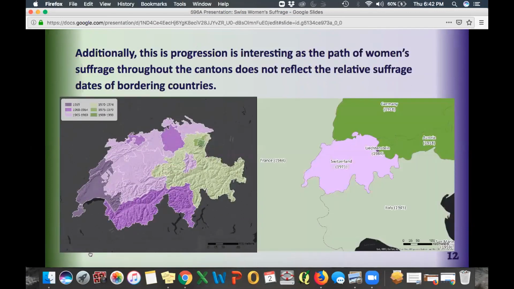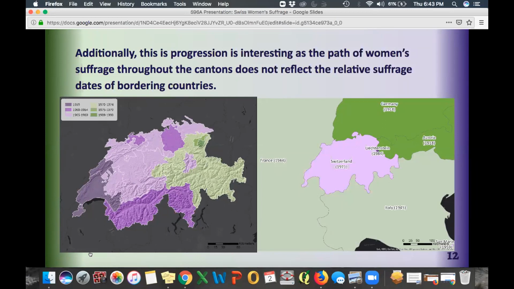Additionally, this preliminary analysis of the progression of women's suffrage throughout the country, which you can see here on the left, shows a distinctly eastward moving trend, one that doesn't necessarily match the suffrage years of surrounding countries. So in the map on the right, you can see France in the west passed women's suffrage in 1944, while Germany in the east passed it in 1918.